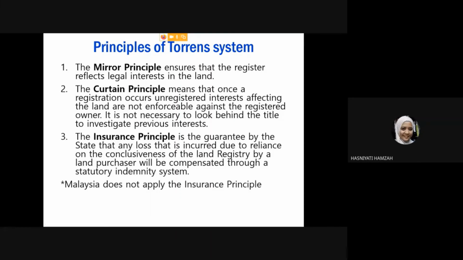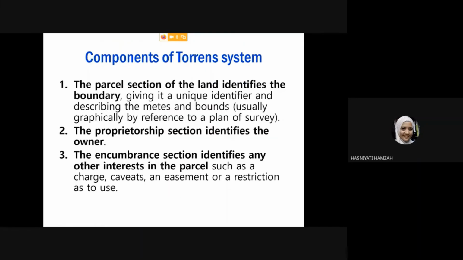Okay, next. It's now the components. What are the components? There are 3 components of the Torrens system. The parcel section identifies the boundary. Remember our talk last week regarding the cadastral and the registration. The parcel section, whereby the boundaries, the boundary stones, boundary markers, is under the cadastral, giving it a unique identifier and describing the metes and bounds.